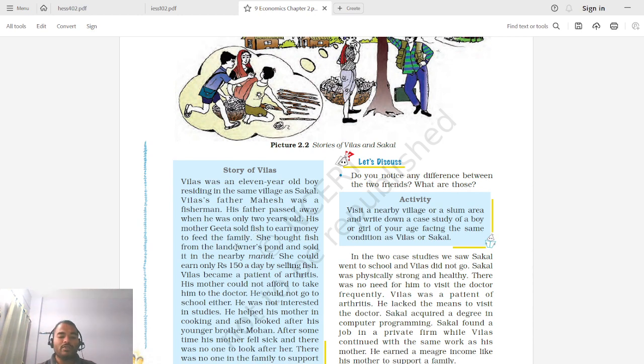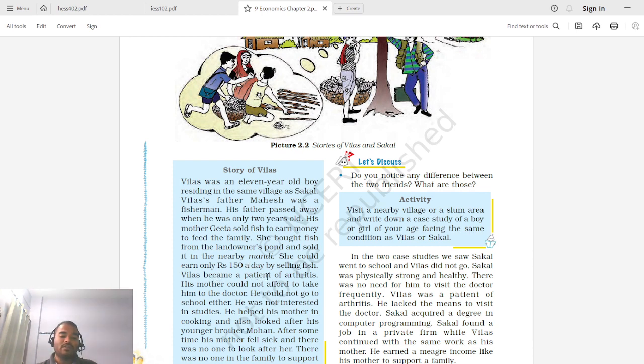She bought fish from the landowners' ponds and sold it in the nearby mandi. She could earn only rupees 150 a day by selling fish.